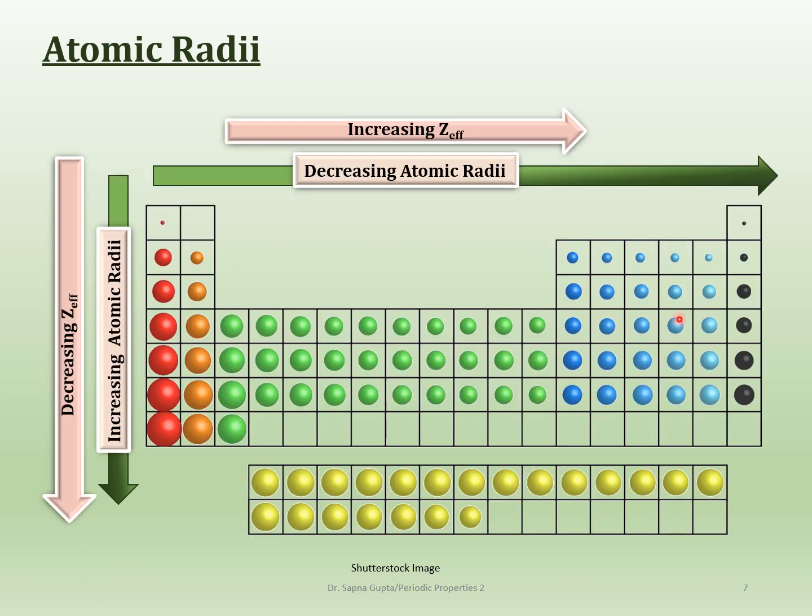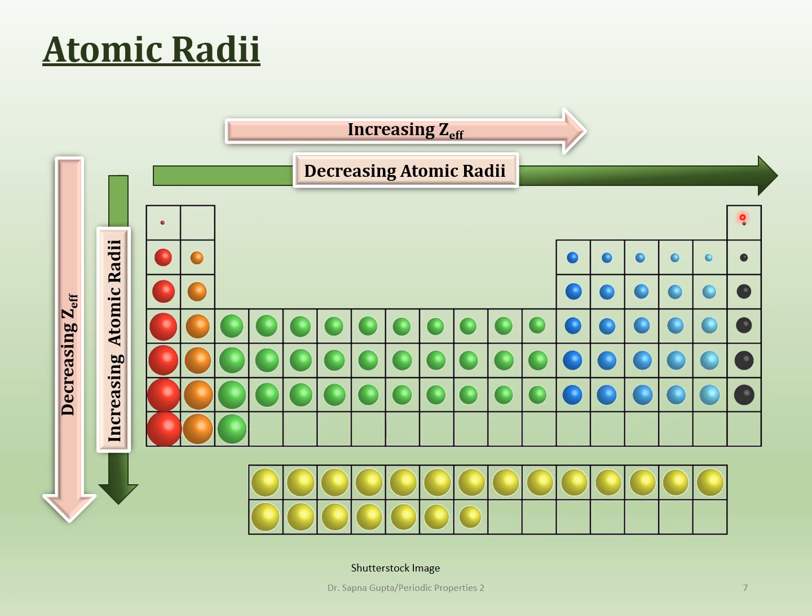So here is a little pictorial for us to see, so you can visualize what's going on here. For any group, as you go down, the radii is going to increase. Again, why? Because the shell number has added. There's a new shell, there's a new shell.